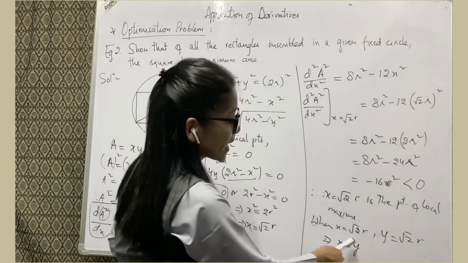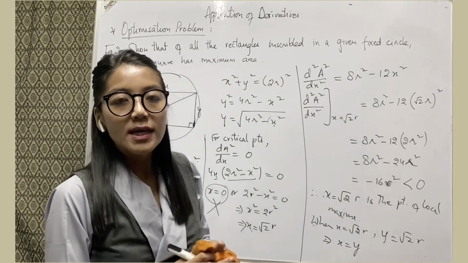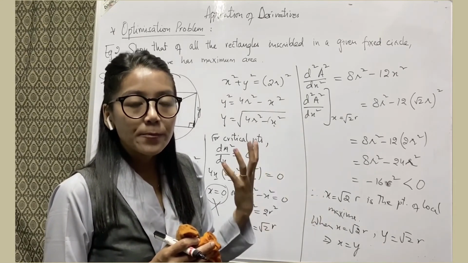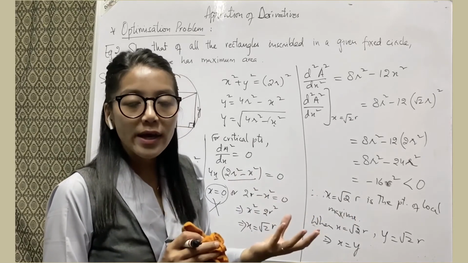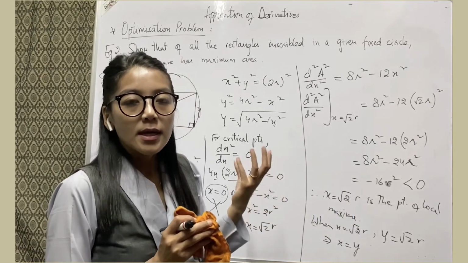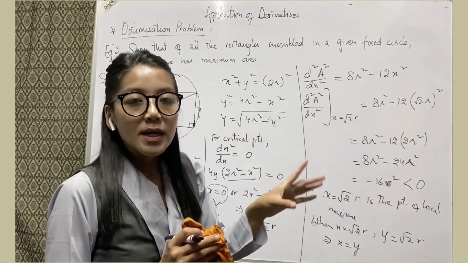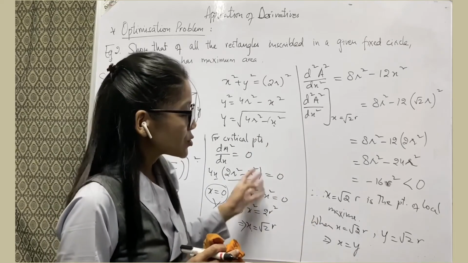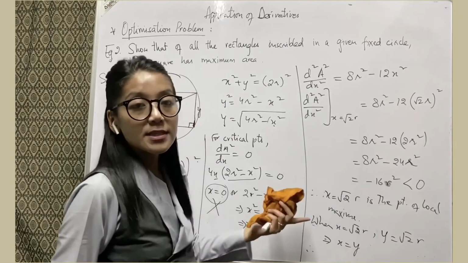So when x is equal to y, when length is equal to breadth, what do you have? It's a square. So the area is maximum when x is equal to root 2r, which gives us x is equal to y. So hence the area of the rectangle inscribed in the circle is maximum when that rectangle is a square. So this is how it is to be done. You have to conclude this: therefore, area is maximum when it is a square.